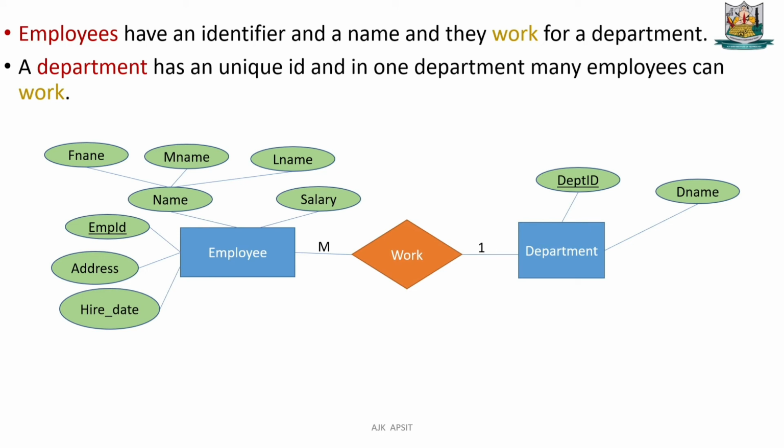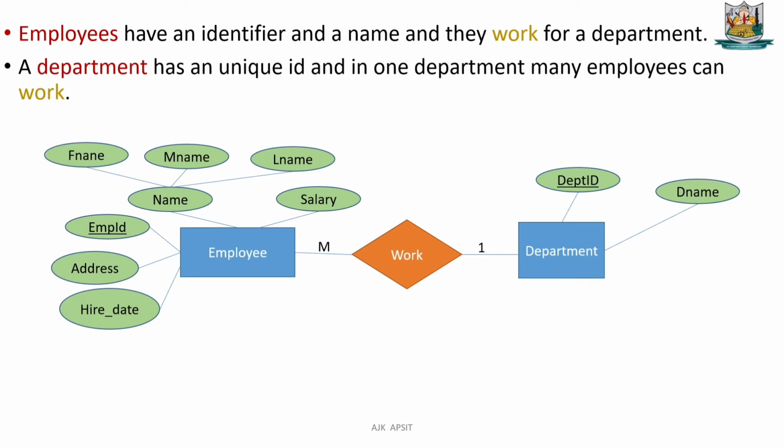So let us understand this with the help of one example. Employees have an identifier and a name and they work for a department. A department has a unique ID and in one department many employees can work. This simple business rule can be depicted with the help of the ER diagram. Here one entity is an employee, and the employee is associated with the department with the relationship works. Many employees are working in a single department, so the cardinality is many to one from employee to department.